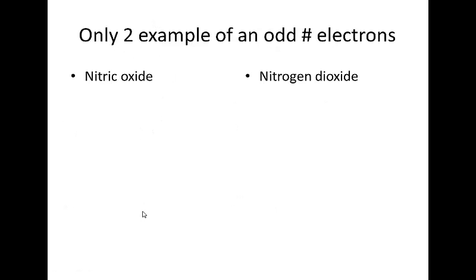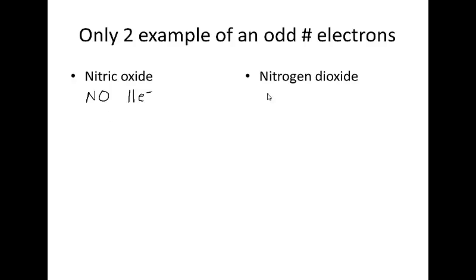There are only 2 examples of an odd number of electrons. Again, the first rule of Lewis structure is to tally up, sum up, the number of valence electrons. If you tally up nitrogen oxide, you get an odd number. Nitrogen's in family number 5, oxygen's in family number 6. That's 11 electrons. This is not a charged entity. You come up with 11 electrons. It is an odd number.